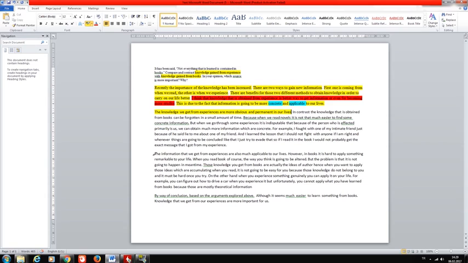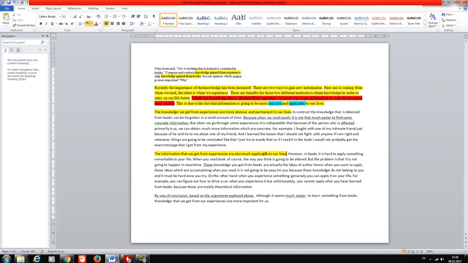And the second part of the body paragraph is that here we have the information that we get from experiences are also much applicable to our lives. So there you go. Now we are backing up the second statement here. I mean the last sentence, but the second point of it, much more applicable to our lives. So here the writer didn't look for other words and stuff, he directly said applicable to our lives. That's what he mentioned also in the last sentence of the first part of our essay.